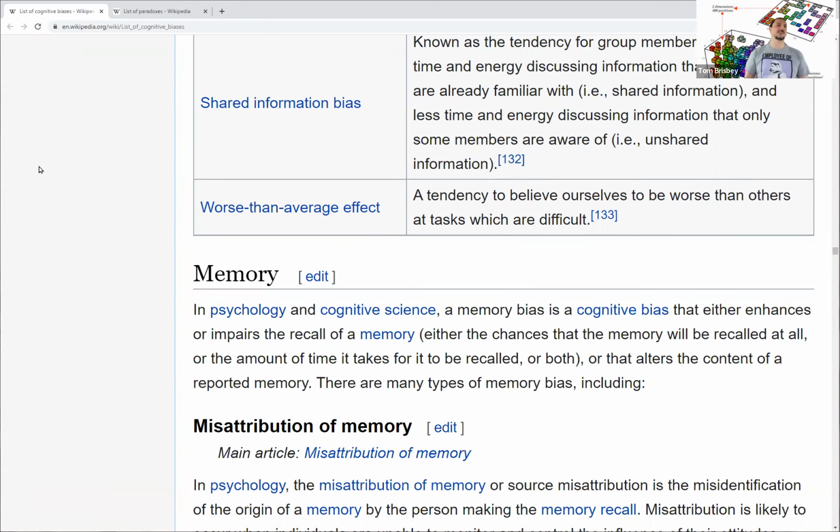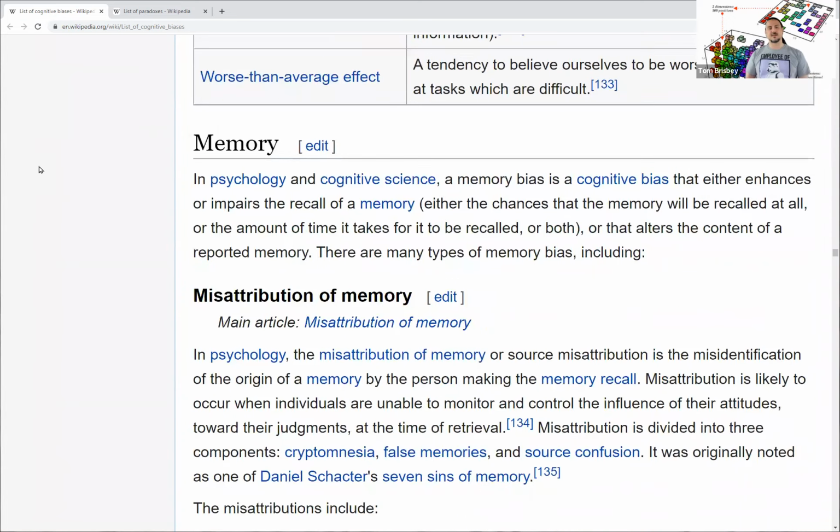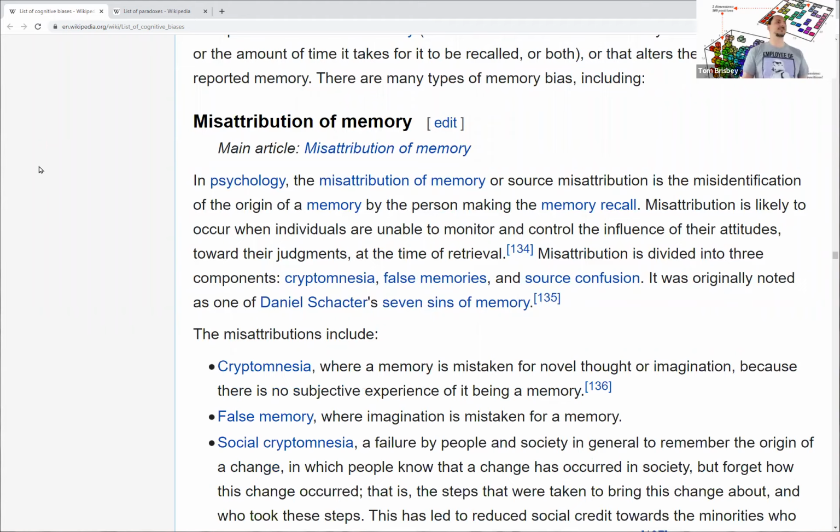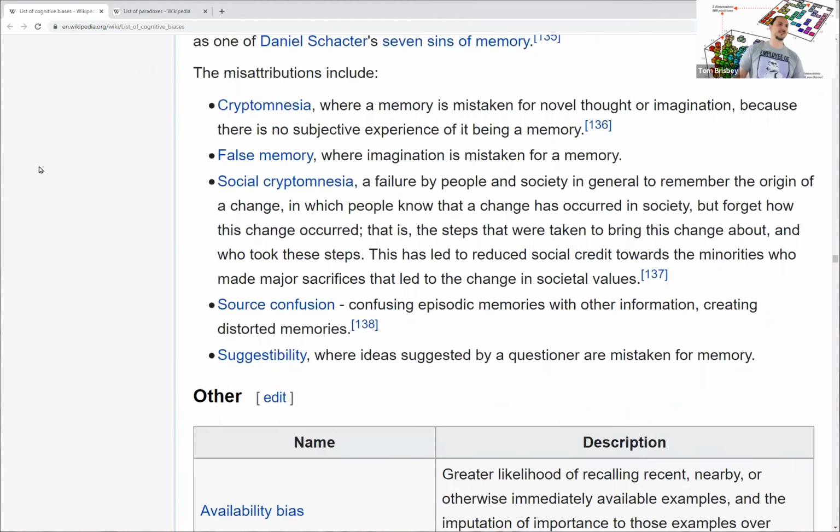Worse than average effect, a tendency to believe ourselves worse than others at tasks which are difficult. Yeah, you're not failing because you're a failure. You're failing because it's hard, and almost nobody succeeds without extensive training. You're breaking through the myth of the Dunning-Kruger effect at that point. Difficult things are hard. You can't easily beat those trained professionals, that sort of thing.